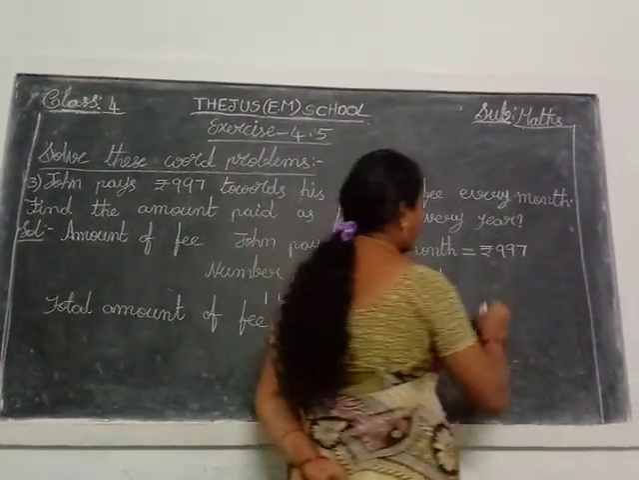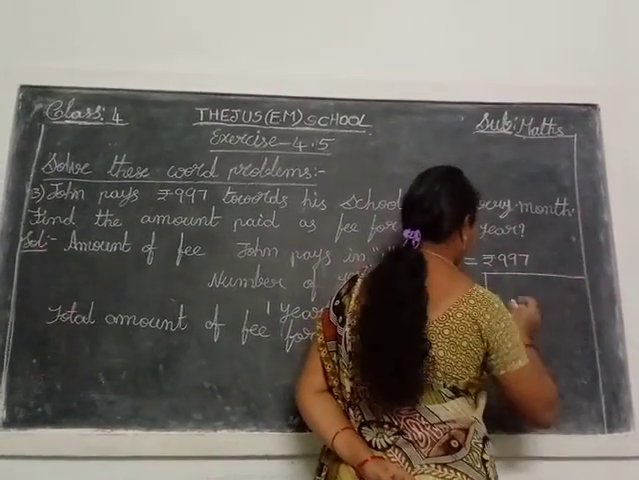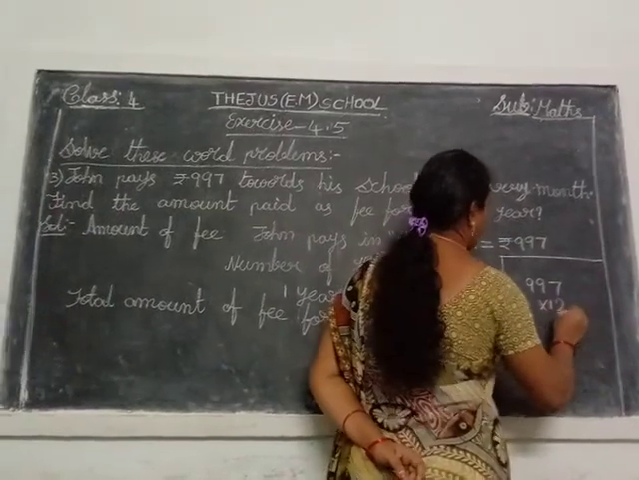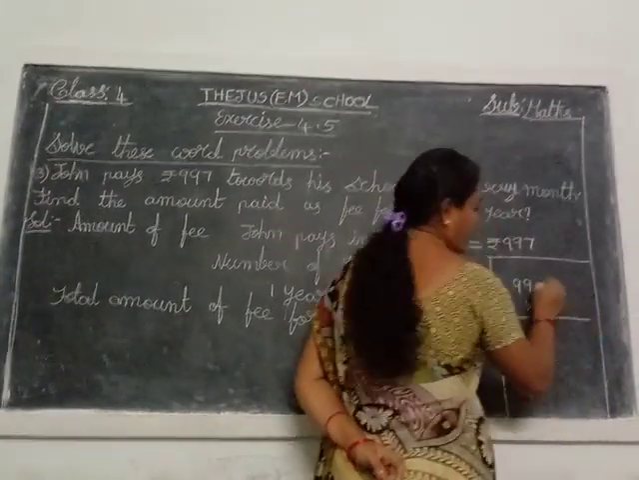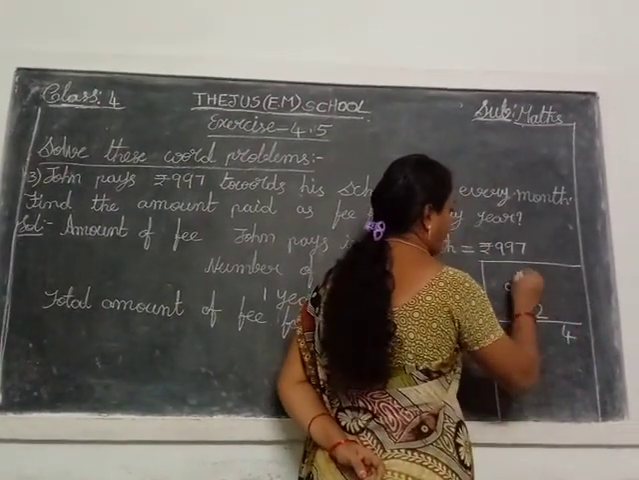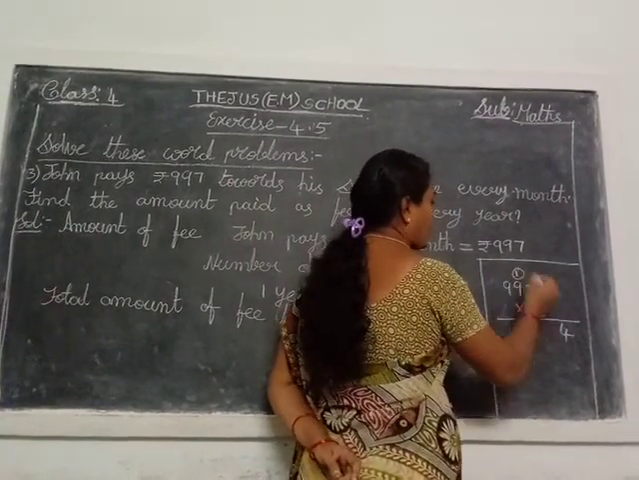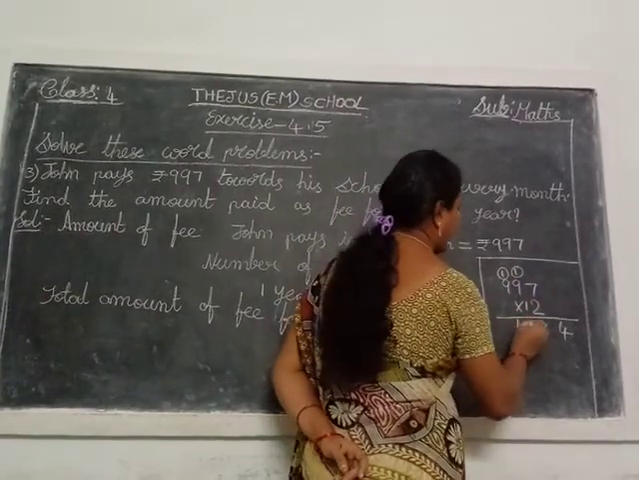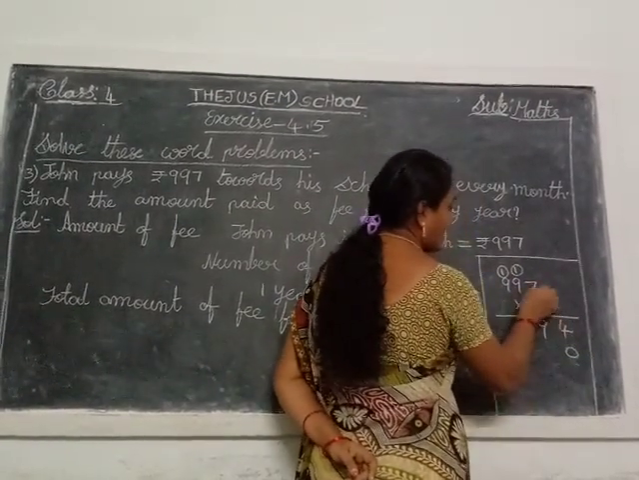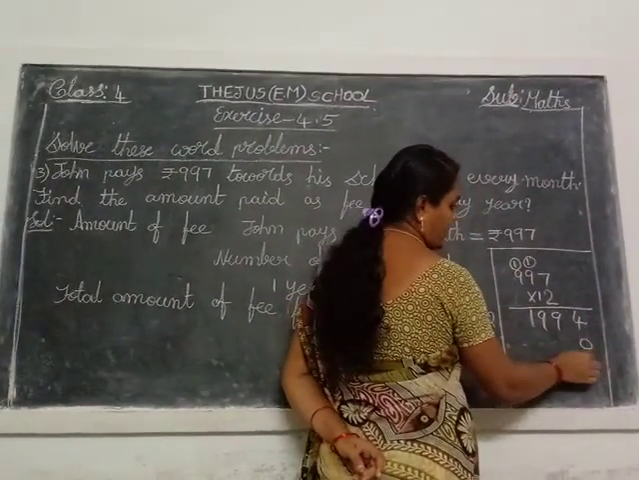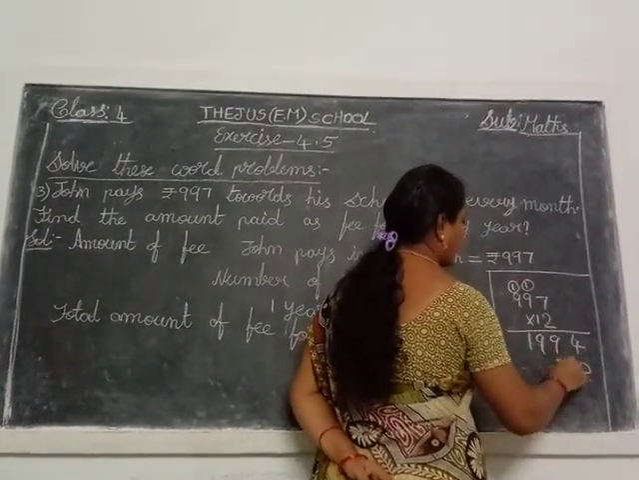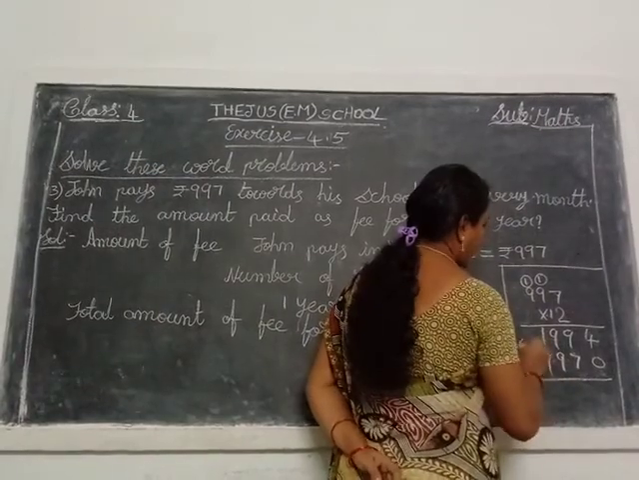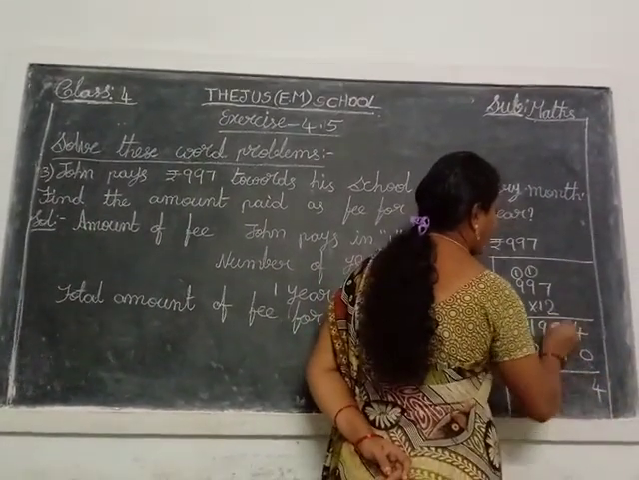Now you do the calculation. Here you do multiplication, children. 997 into 12, you do the multiplication. 2 sevens are 14. 2 nines are 18 plus 1, 19. So the first ones place multiplication is completed, so put the 0. Now 1 seven is 7. 1 nine is 9. 1 nine is 9. Add these numbers. 4, 9 keep in your mind.